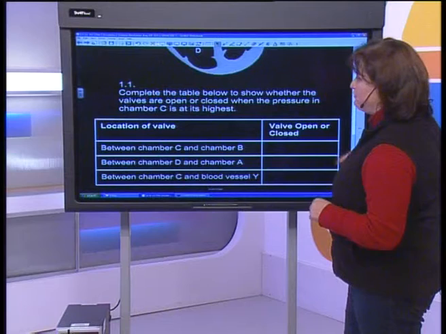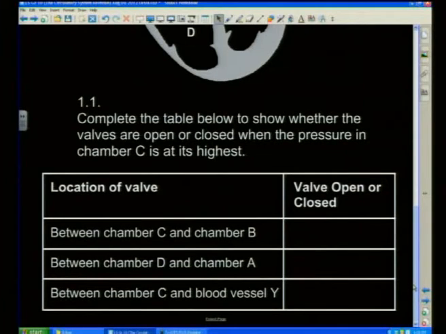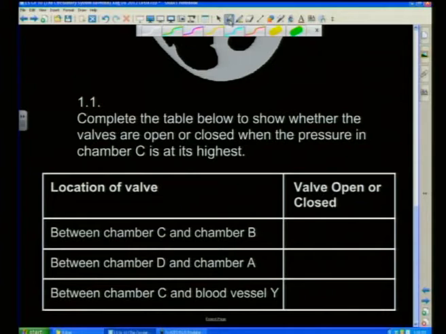All right, the first one is a simple table. So let's get our pen so we can start, let's choose pink for today. You have to look at the diagram, and it says to complete the table below to show whether the valves are open or closed. So you have to look at the valves.